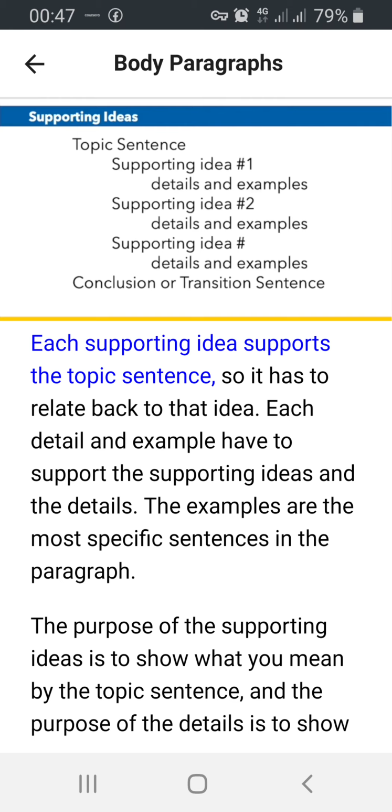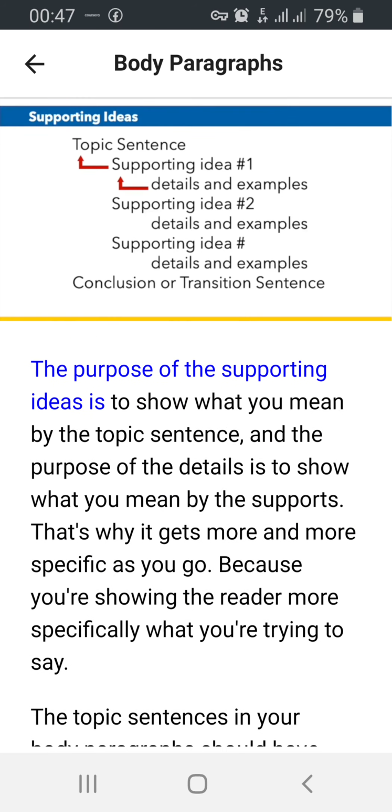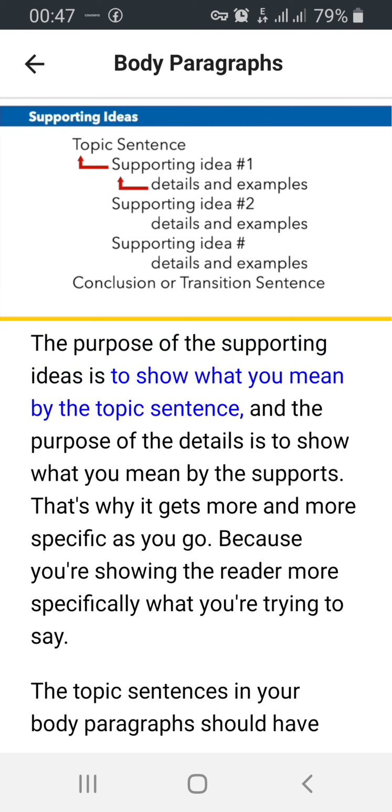Each supporting idea supports the topic sentence, so it has to relate back to that idea. Each detail and example have to support the supporting ideas. The examples are the most specific sentences in the paragraph. The purpose of the supporting ideas is to show what you mean by the topic sentence, and the purpose of the details is to show what you mean by the supports. That's why it gets more and more specific as you go, because you're showing the reader more specifically what you're trying to say.